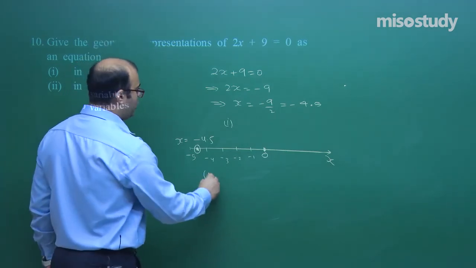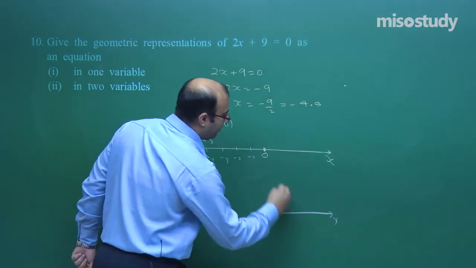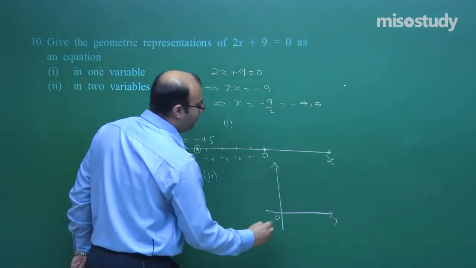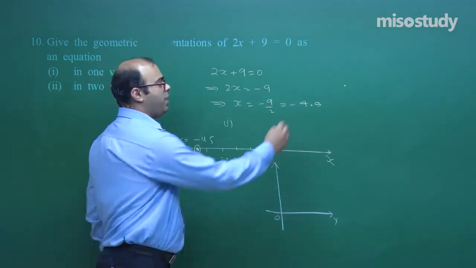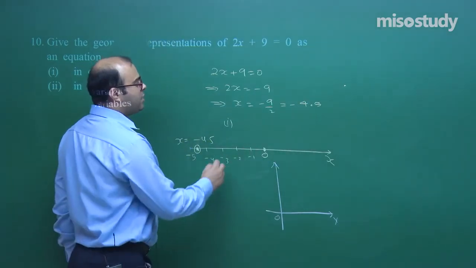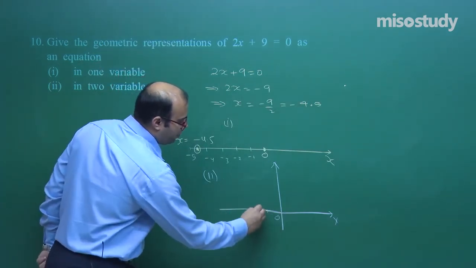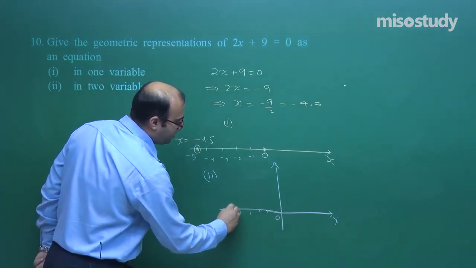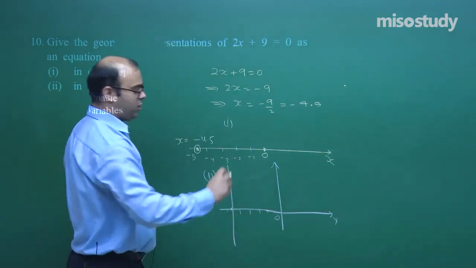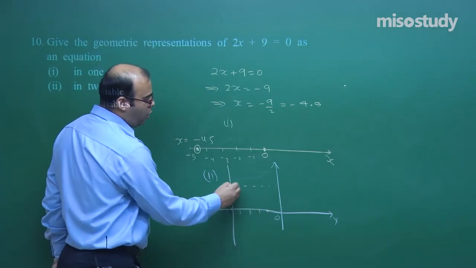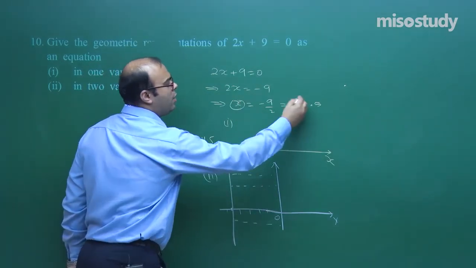But if it is a 2 variable case, second case, then we take an x-axis, we take a y-axis, and we want to write the equation of x is equal to minus 9 by 2, that is minus 4.5, which means that x is always minus 4.5. So minus 4.5, 1, 2, 3, 4, 5, here is minus 4.5. Here we will draw a line parallel to y-axis, because on this line all the points are at the distance x is equal to minus 4.5.